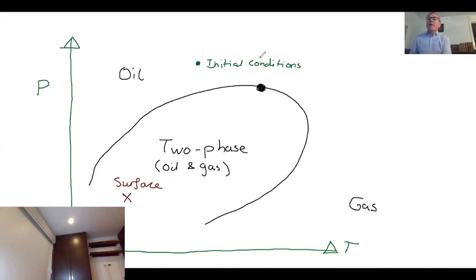Okay, so now what happens when we produce our oil field? If we're producing under primary production, so we're simply extracting the oil, not injecting anything, then what's going to happen is the pressure is going to decline. So we're going to follow in the reservoir this trajectory, right? We're going to go down.